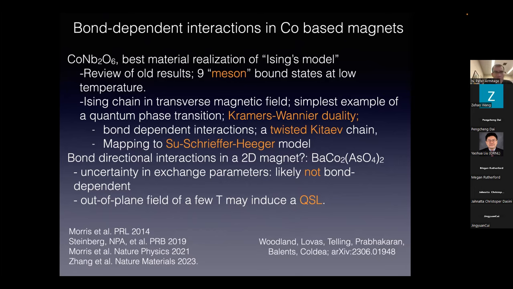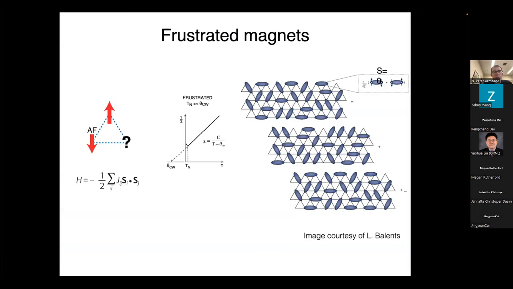Then I'll tell you about bond-dependent interactions in 2D magnets and their presence or lack thereof in the material barium cobalt arsenic, and tell you a little bit about the work that's ongoing there. My assumption is that this is a broad audience and not all specialists, so I'll start off with a little bit of preparation and background.